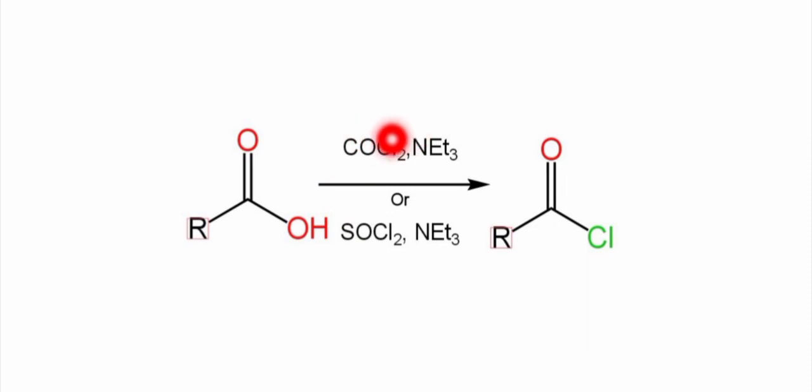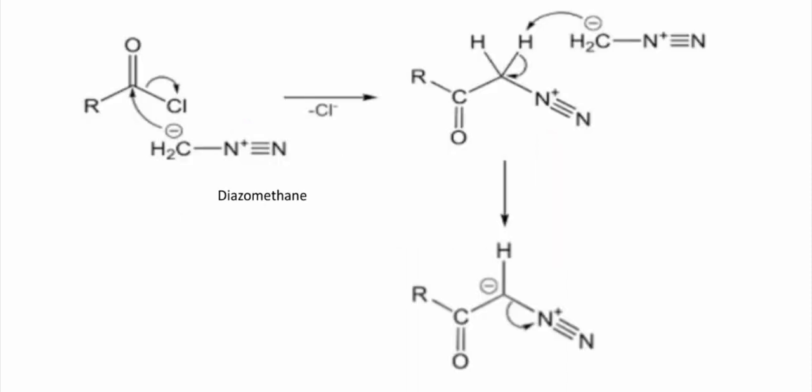What is the role of these two reagents? Just chlorination. They convert the carboxyl group into a chloride; OH will be converted into chlorine. But we still don't get our diazoketone. So for that another reagent will be given, that is diazomethane.